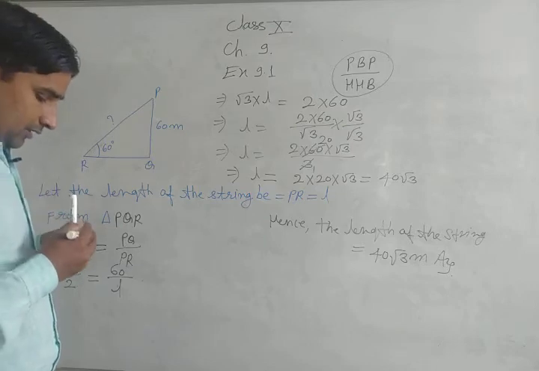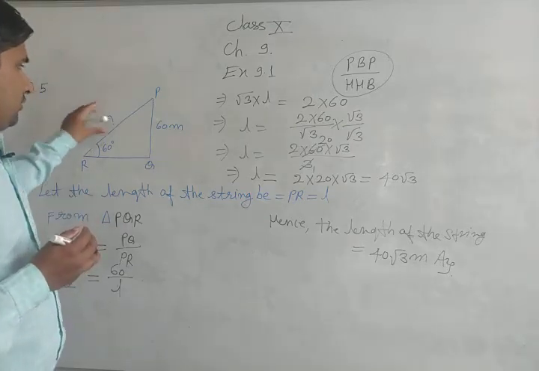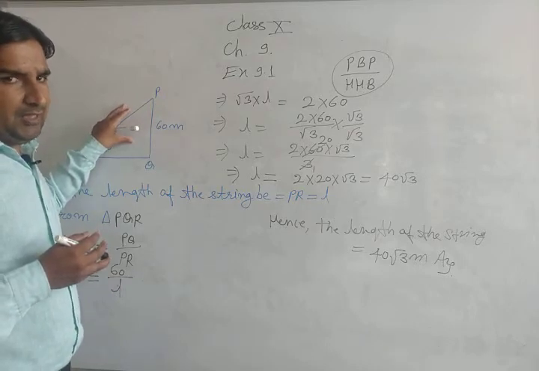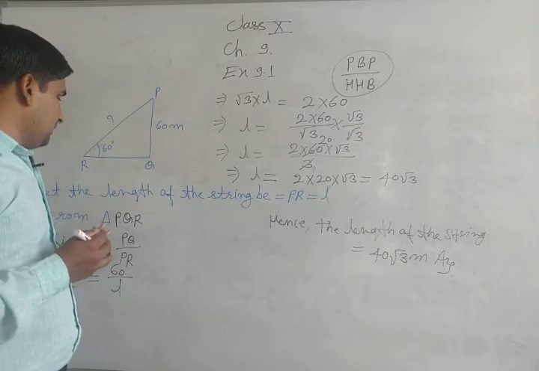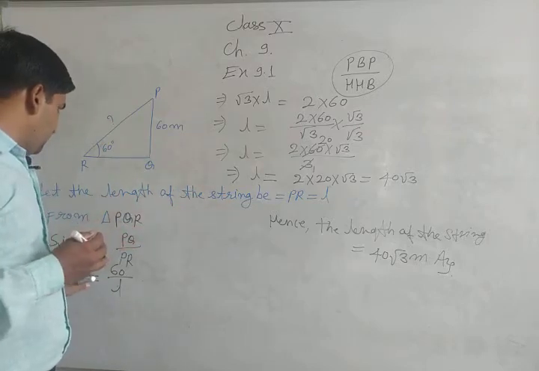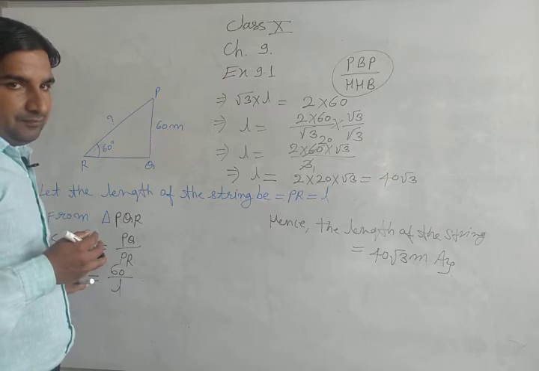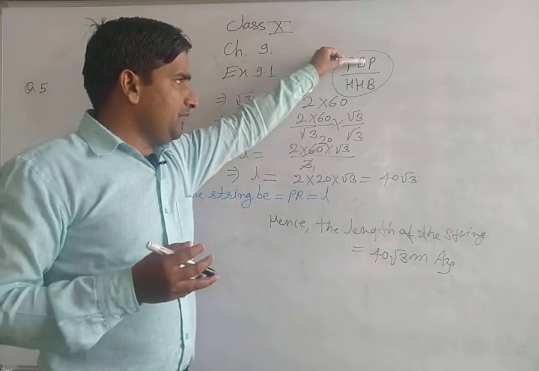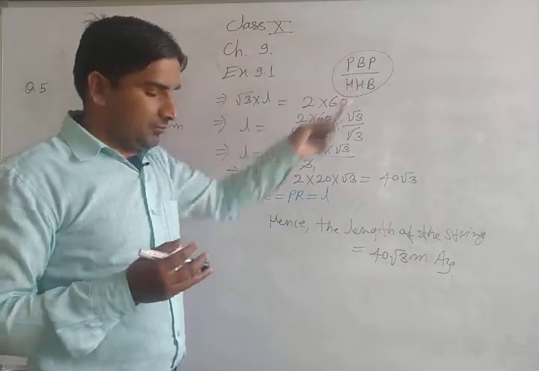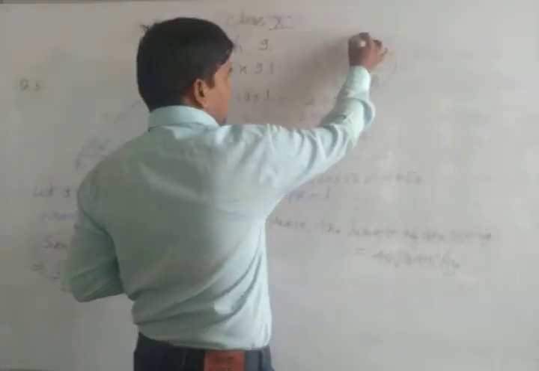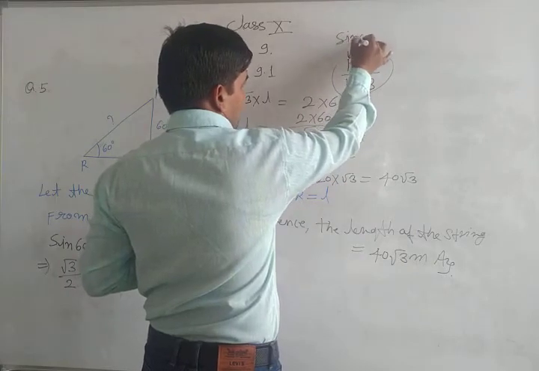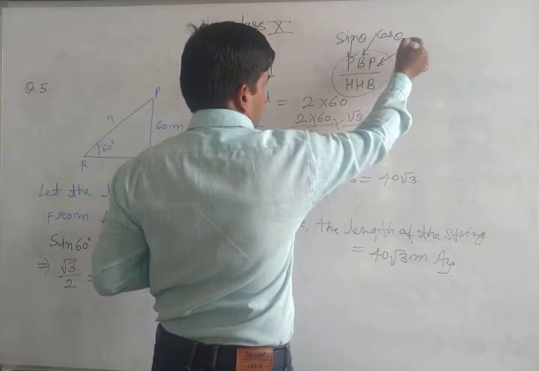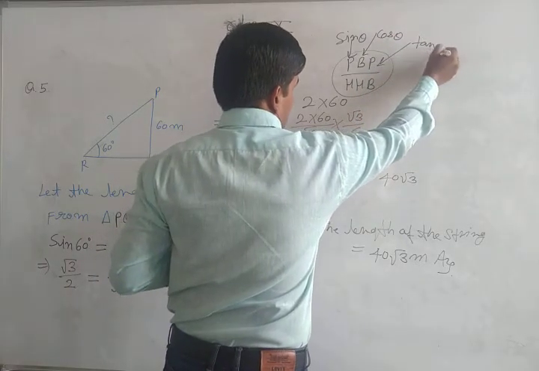Clear? Okay. To solve these types of questions, first we make the figure of the question, and after that we apply the trigonometric ratios. Perpendicular upon hypotenuse is sin theta, base upon hypotenuse is cos theta, and perpendicular upon base is tan theta.